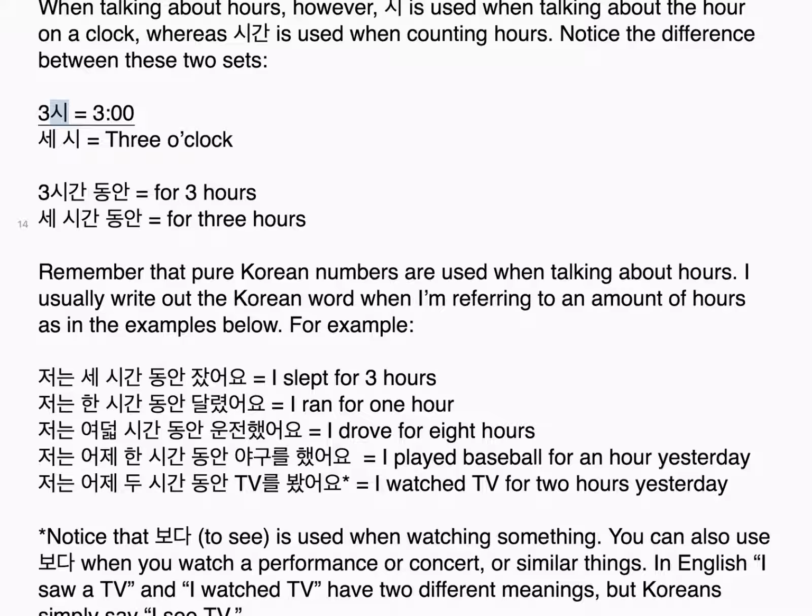3시, 3 o'clock. 3시간 동안, for 3 hours. Remember that pure Korean numbers are used when talking about hours. I usually write out the Korean word when I'm referring to an amount of hours as in the examples below. For example, 저는 3시간 동안 잤어요. I slept for 3 hours.